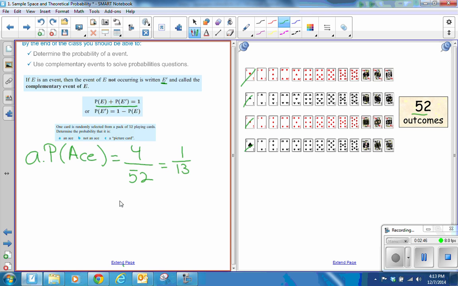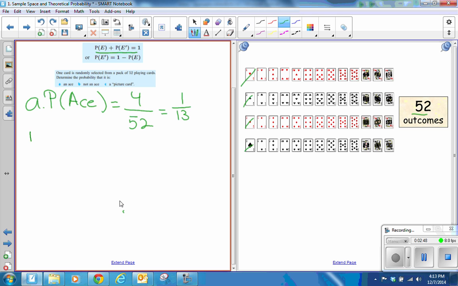Now B, the probability that it is not an ace. So not an ace is the rest of the cards. We have 4 aces, so it will be 52 minus 4 is 48 divided by 52. If I simplify this, I get 12 out of 13.